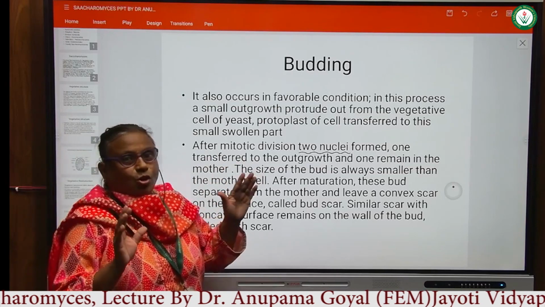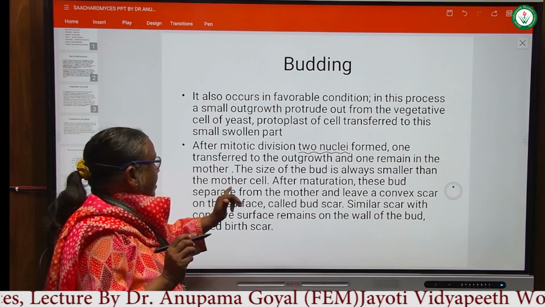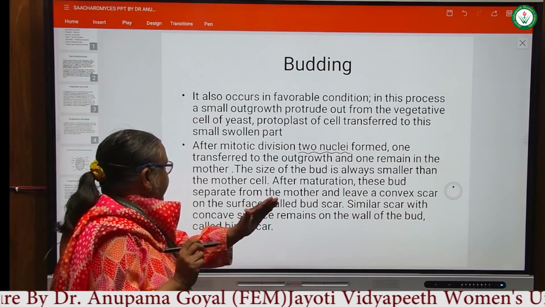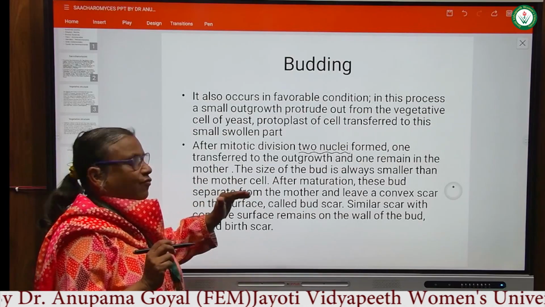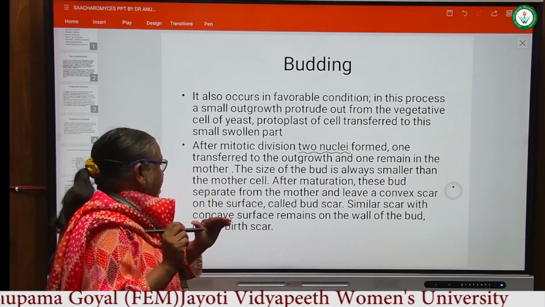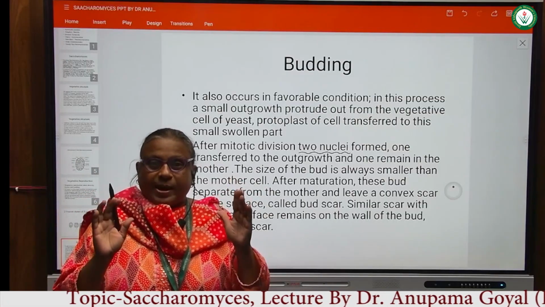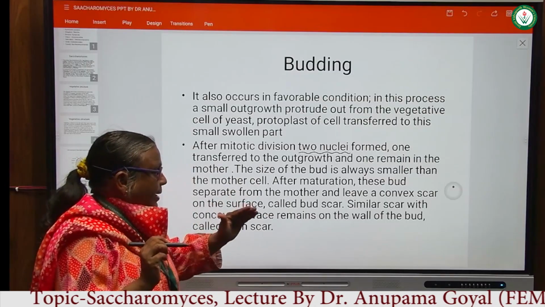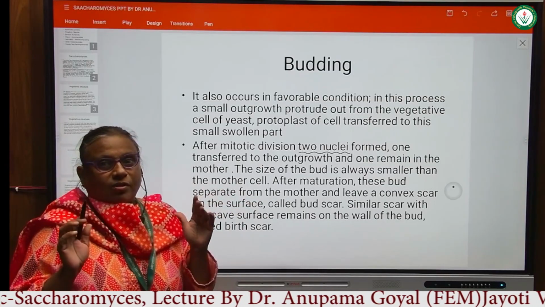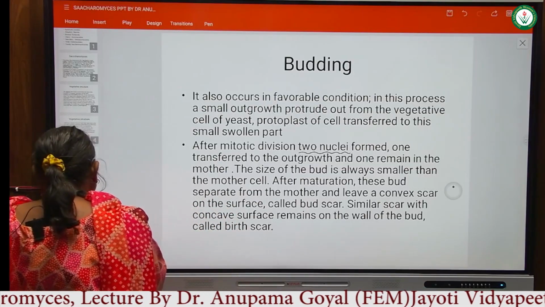The size of the bud is always smaller than the mother cell. After maturation, these buds separate from the mother cell and leave a convex scar on the surface, which is called a bud scar. A similar scar with a concave surface remains on the wall of the bud, called the birth scar.